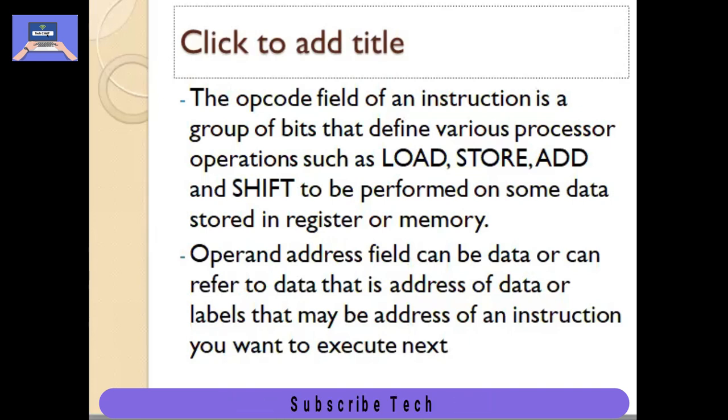Okay, so we have already discussed that the opcode field defines what kind of operation it is, and the operand field can be data or the address of the data. Now, an operand can not only be a register, it could be a memory address, it could be an IO address, and there are certain addresses that it could be a part of.